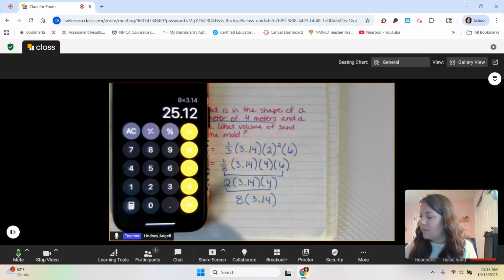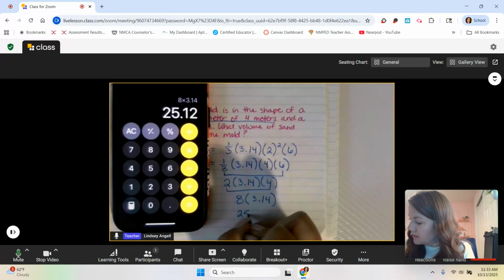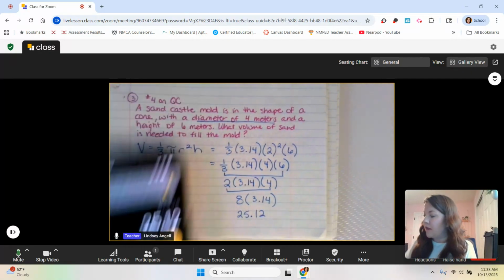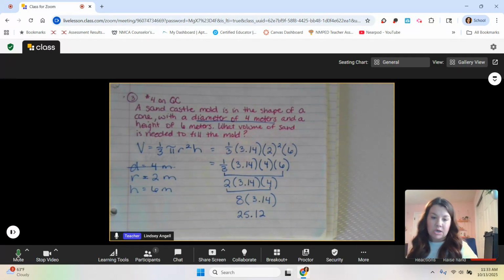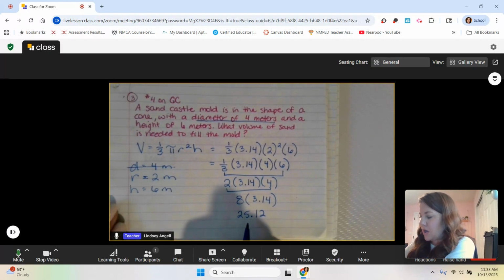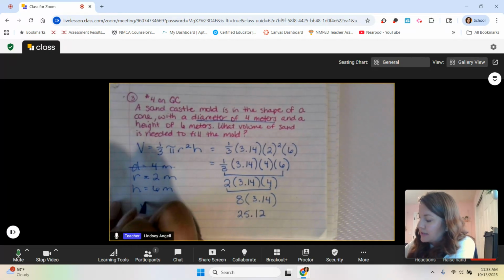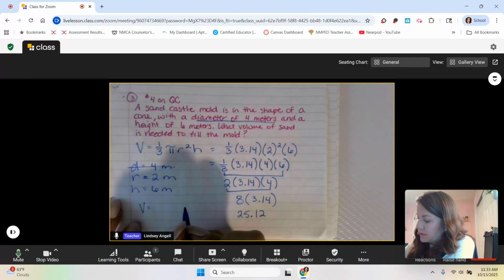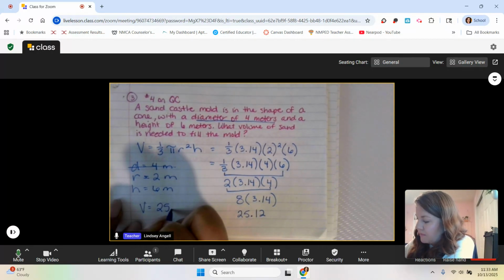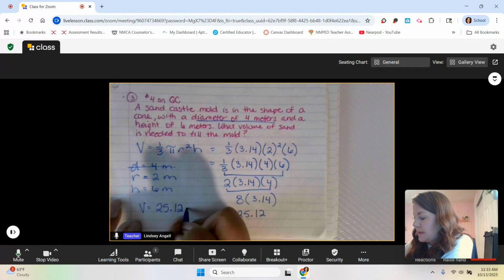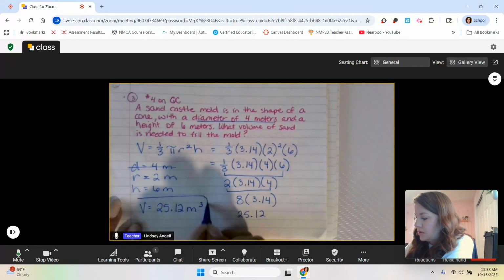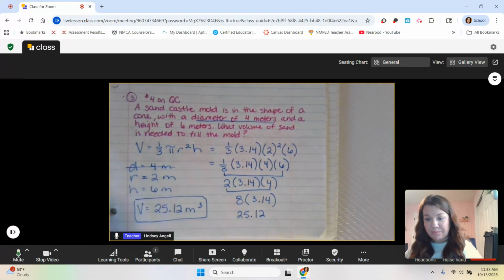8 times 3.14 gives me 25 and 12 hundredths. Okay, so I'm going to consider that good. I forget if on your quick check it asks to round to the nearest hundredths or not. It might say to round to the nearest whole number, right? In that case, it would be 25. But the volume of this mold is 25 and 12 hundredths meters cubed. Don't forget your unit, okay?